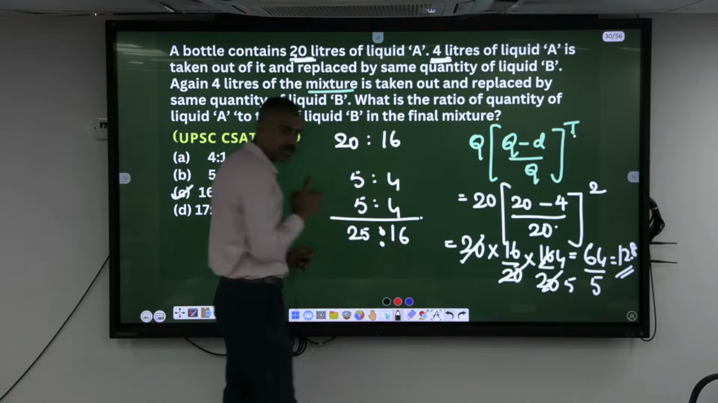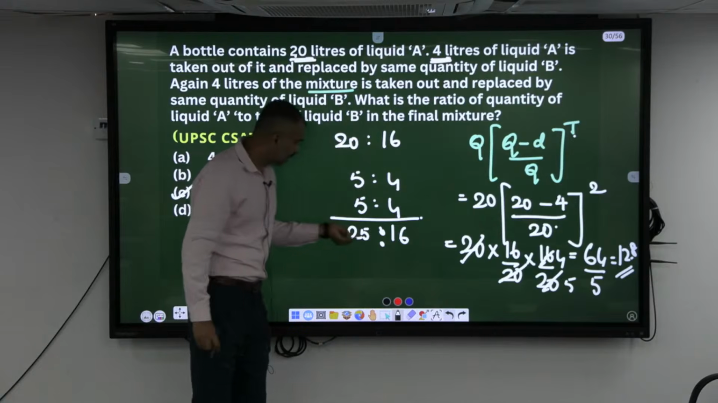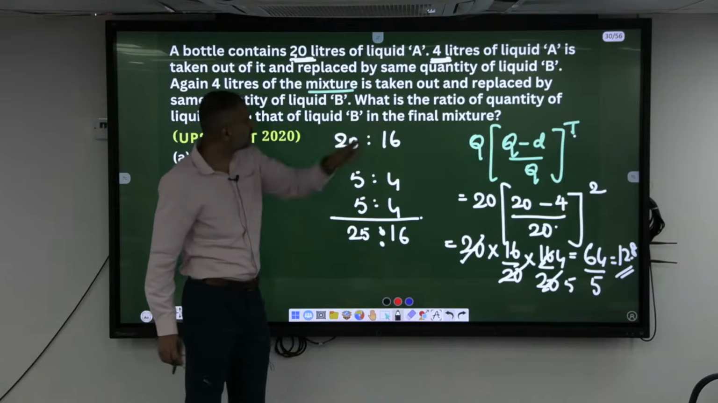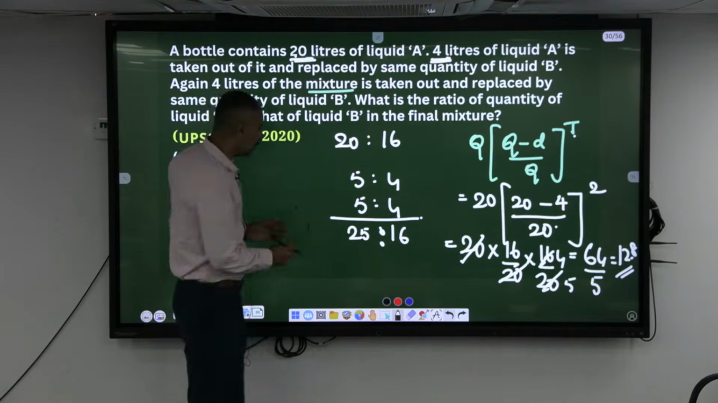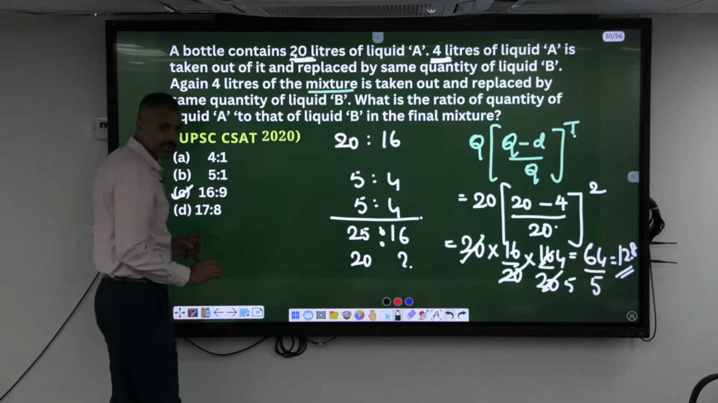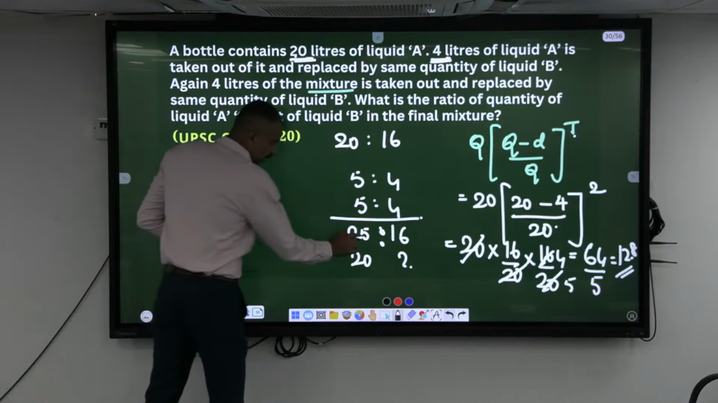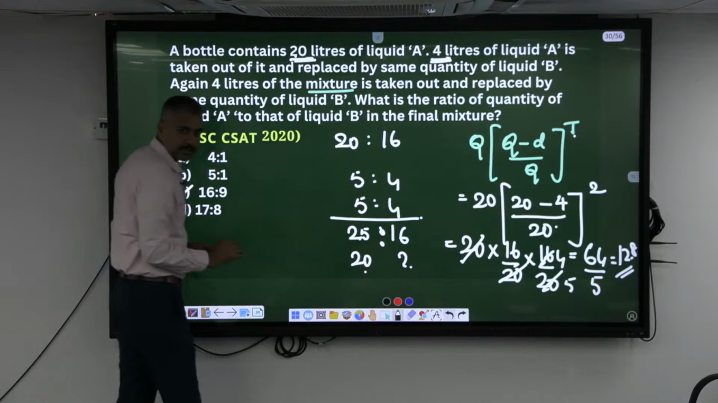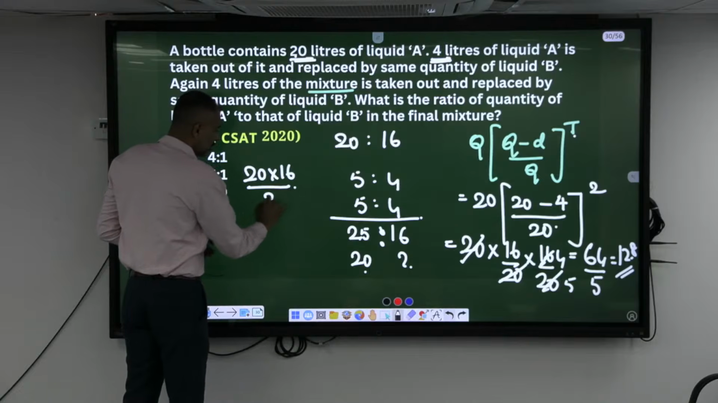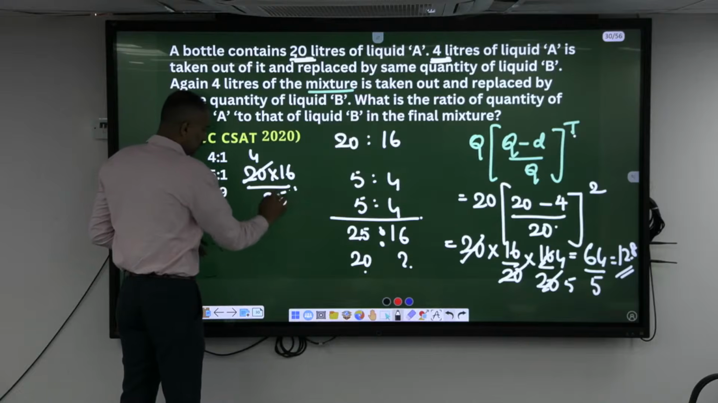If it was 25, it would have become 16. This is the A compared with A only. But do we have 25 at the starting? No, he has given 20. So at the place of 25, if it is 20, at the place of 16, how much? Can I cross multiply here? If 25 gives 16, then what would 20 give? Okay, so 20 into 16 by 25. 4 times, 5 times.